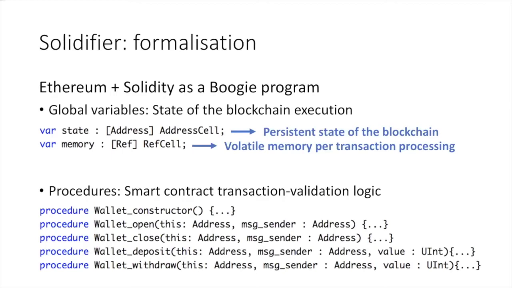All right, as I said before, we formalize Ethereum and Solidity as a Boogie program, and the global variables will basically account for the state of the blockchain and its execution. The 2 main variables that we have in our formalization are the state, which captures the persistent state of the blockchain, and this memory variable. This memory variable just captures the volatile block of memory addresses that Solidity uses to process transactions. And procedures in our Boogie program will be used to capture Solidity functions. So here we have just a glimpse of all the procedures that are created, for instance, for this wallet contract snippet that I just showed.